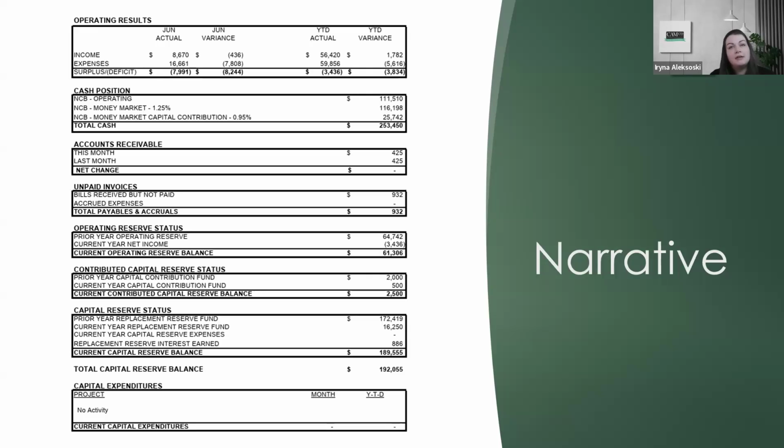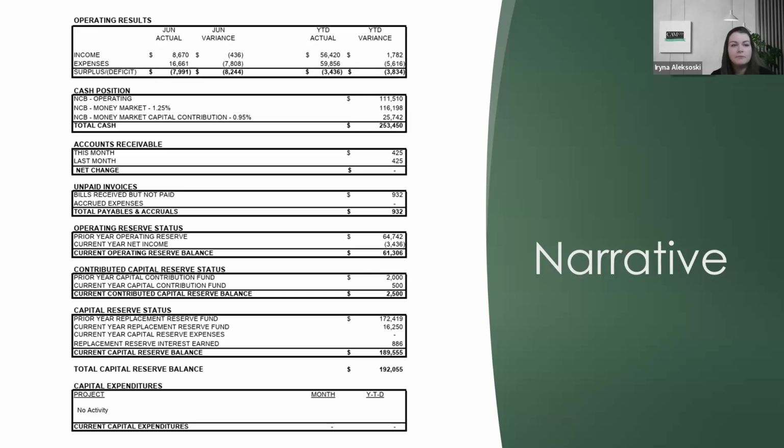The next section is accounts receivable. This is again that delinquency report that we spoke about. This just gives you a summary of month-to-month comparison. So if historically your association doesn't really have a delinquency problem and all of a sudden there's a $10,000 AR balance, that's something to pay attention to.